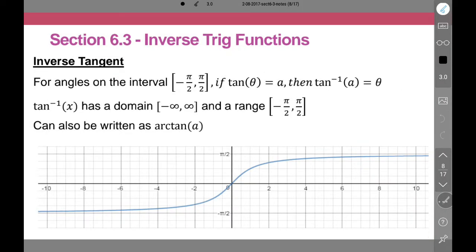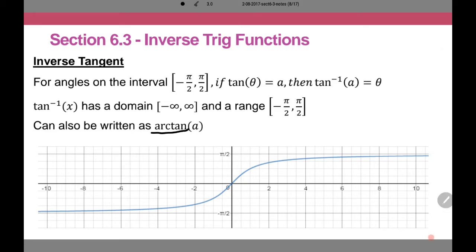And then inverse tangent is defined, again, similarly to sine, negative pi over 2 to pi over 2. So if the tangent of an angle is equal to a value a, then the inverse tangent of that value is equal to the angle. And again, just like the other ones, arctan is another way of writing it. The domain is a little different, because if you remember, for tangent, the range could go from negative infinity to positive infinity. So here the domain can go all the way out to negative infinity and up to positive infinity. And the range floats between the two values, negative pi over 2 and pi over 2.